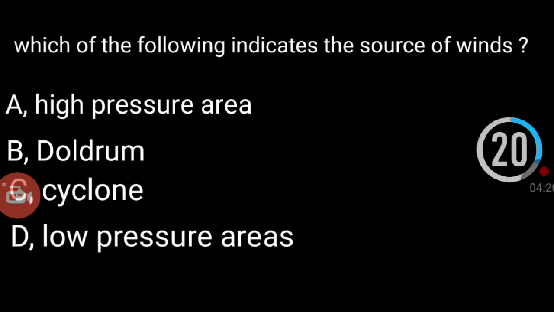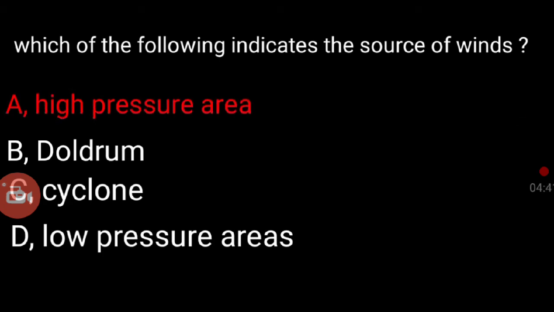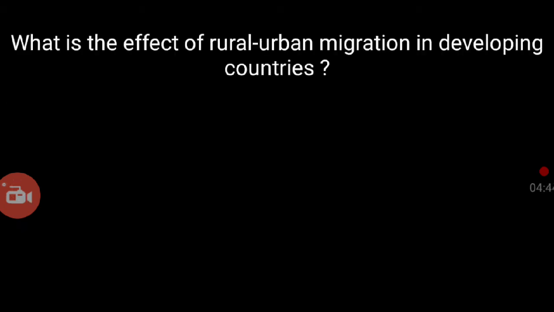Developing means developed. What is the source of wind? High pressure area, thunderstorm, cyclone, low pressure area. High pressure area, source of wind.